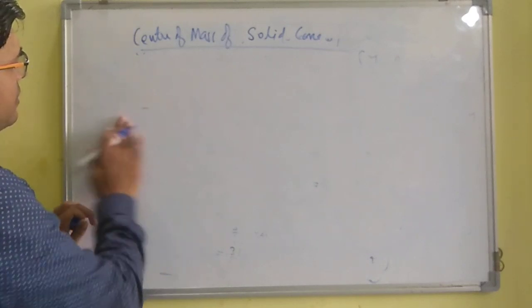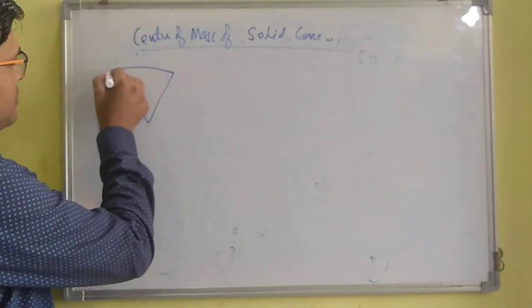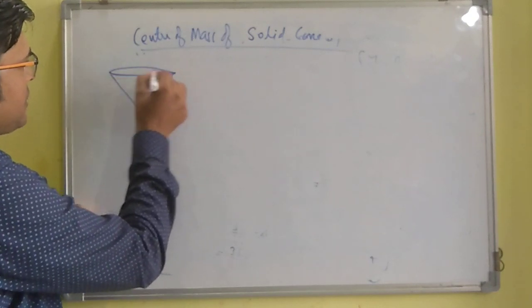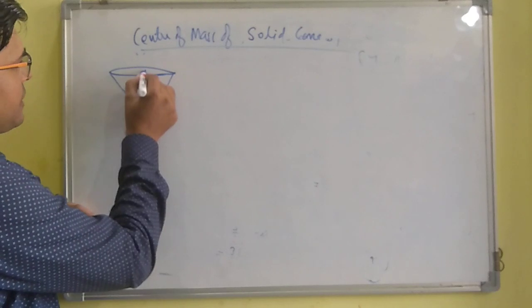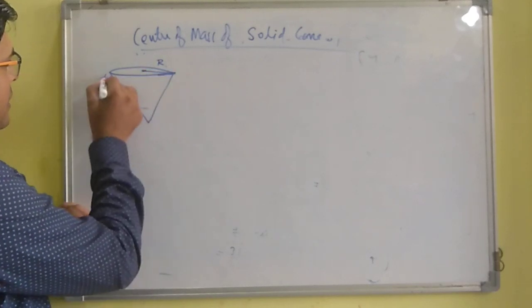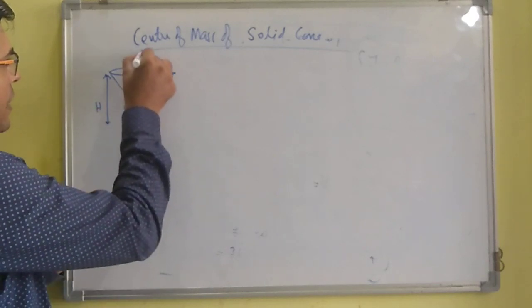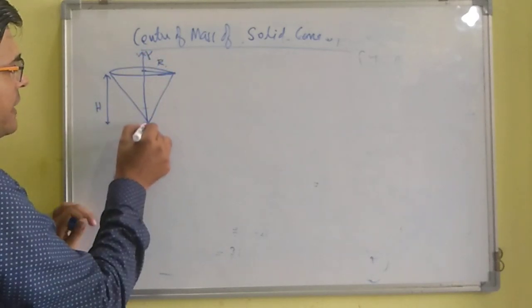We can take it like this, right? And let's say this is radius, and this is height, and this is my y direction. We have taken origin over here at the apex of the cone.